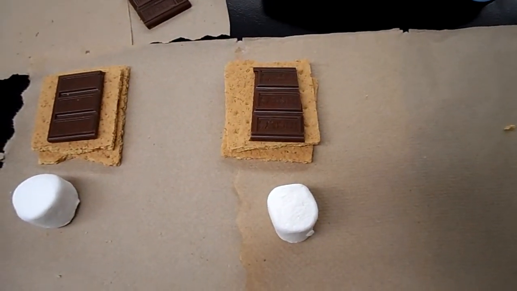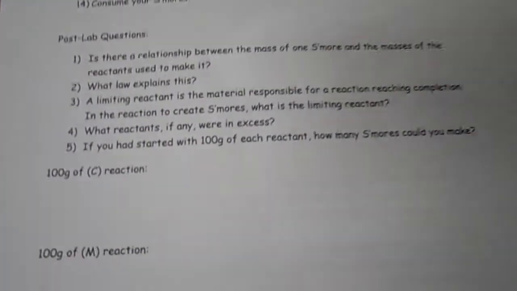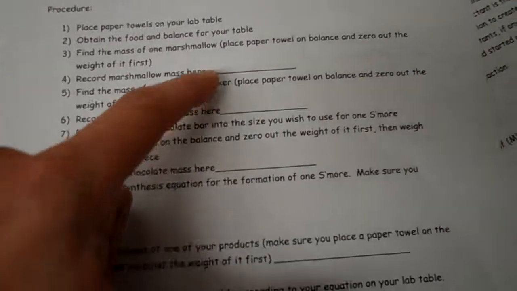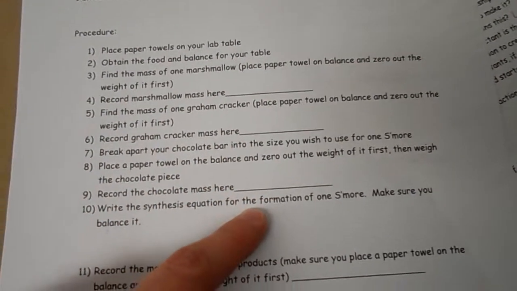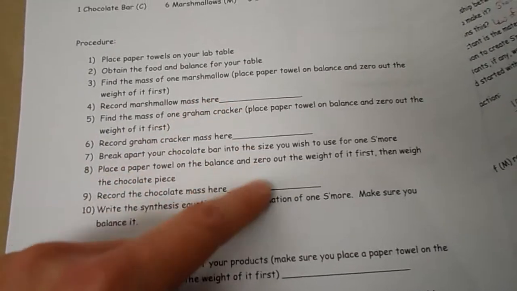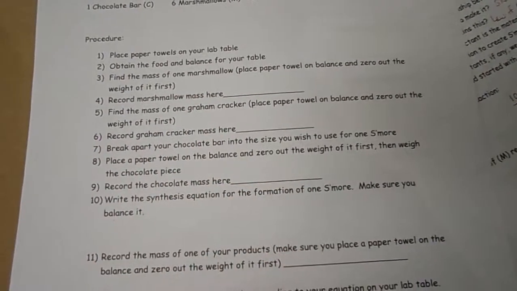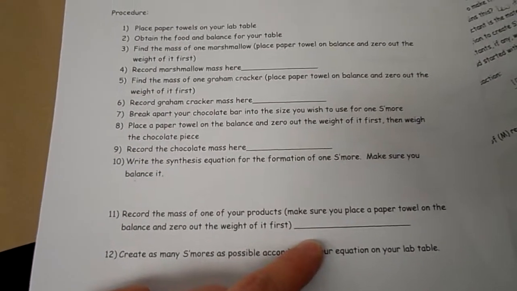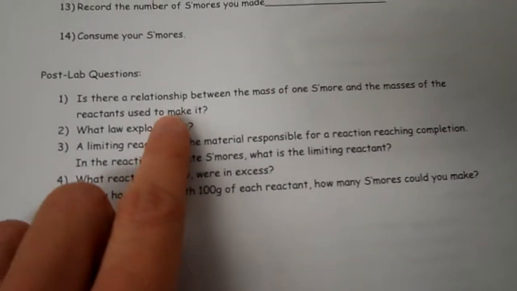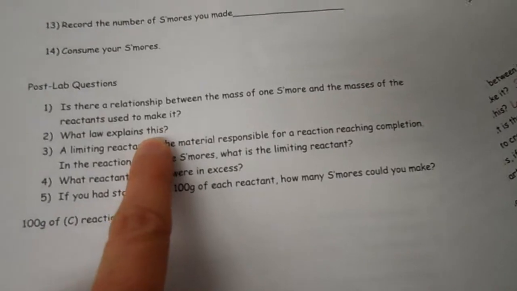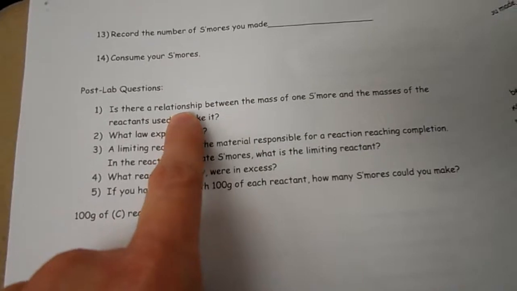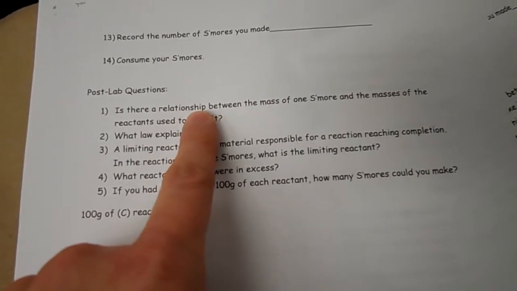But now for the post-lab questions, it asks, is there a relationship between the mass of 1 s'more and the masses of the reactants? So what you need to do is on the front, you need to add these 3 measurements. When you add them, how does it compare to the measurement here? Is it equal or not equal? So that is how you answer the first question. Okay, and the reason for that is actually the answer to number 2. The law that we studied was the conservation of mass. So technically these should be equal to each other, but you need to prove that to me.